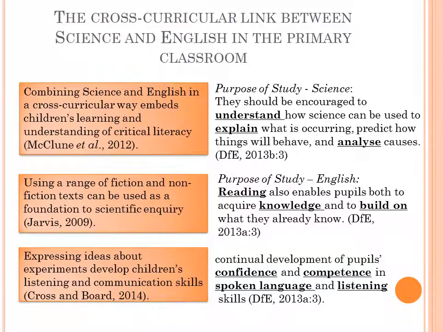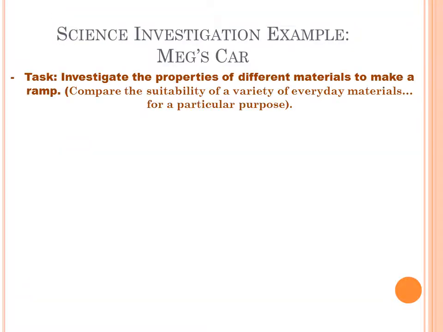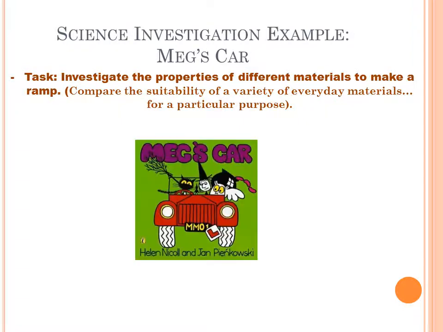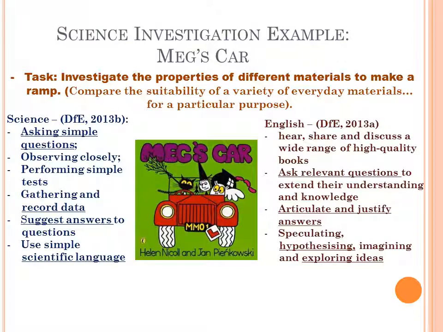The purpose of study states that confidence and competence in spoken language and listening skills are essential during Key Stage 1. A science investigation example may be a task to investigate the properties of different materials to make a ramp. The National Curriculum guidance being: compare the suitability of a variety of everyday materials for a particular purpose. The children may have read Meg's Car by Helen Nicoll and Jan Pieńkowski, and on screen there are science and English excerpts of the national curriculum.